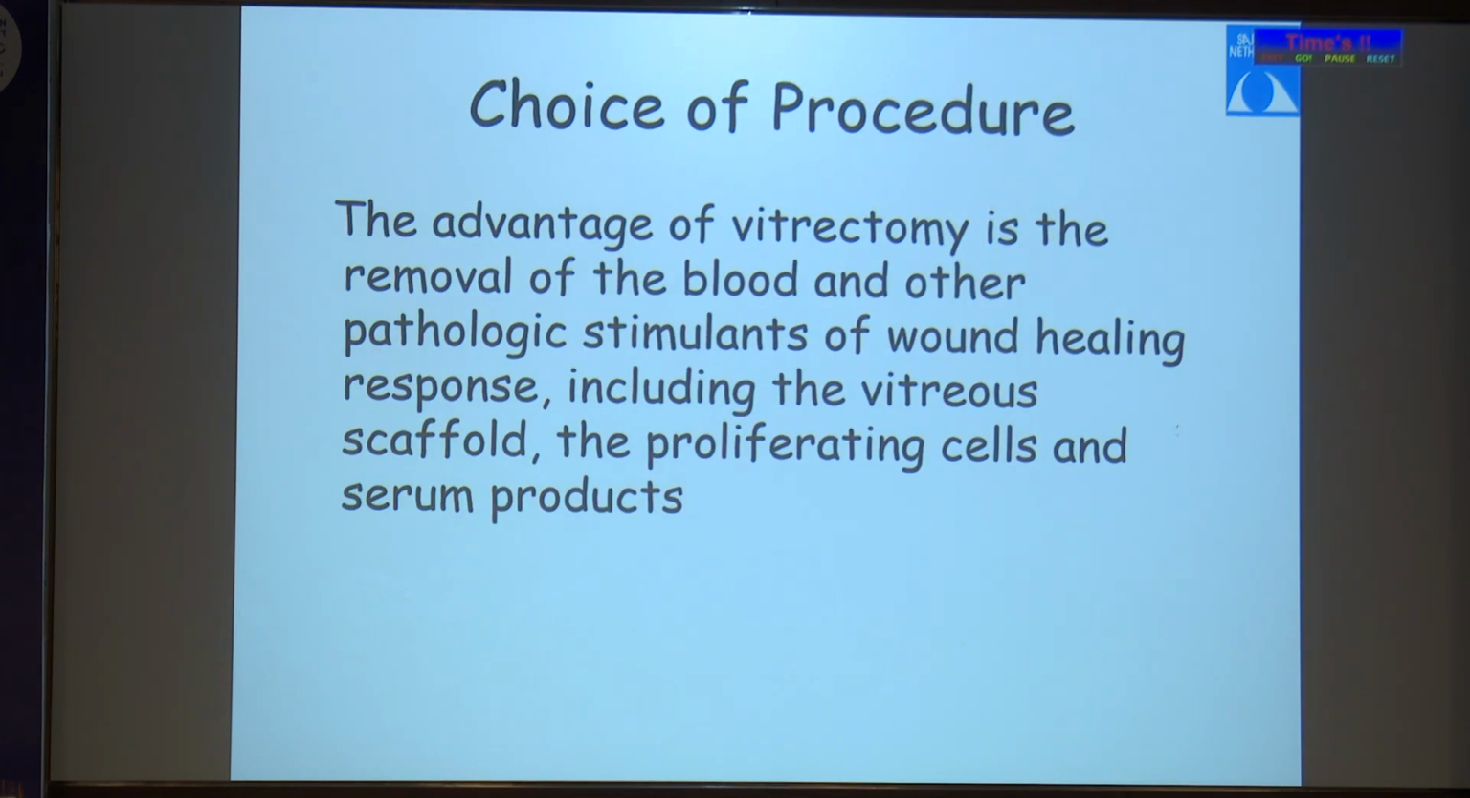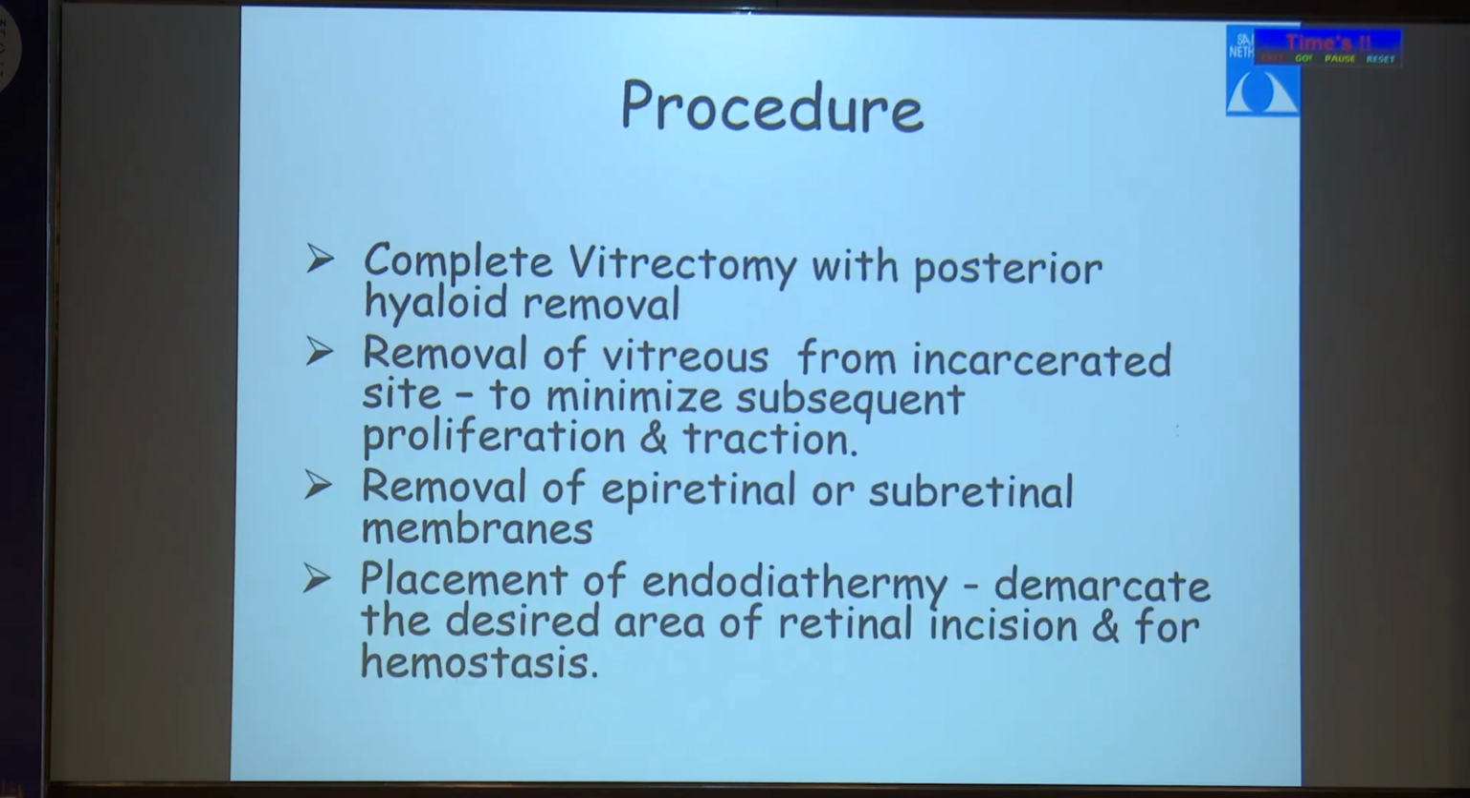What is the choice of procedure? The advantage of vitrectomy is removal of the blood and the other pathogenic stimulants which can hinder the wound healing, and it includes the vitreous scaffold, the proliferating cells and the serum products. What is the procedure in detail? You complete the vitrectomy with a posterior hyaloid removal, removal of the vitreous from the incarcerated site to minimize the subsequent proliferation and the traction, removal of all the membranes, whether epiretinal or subretinal, placement of the endodiathermy, that is to demarcate the desired area and also to have good hemostasis.